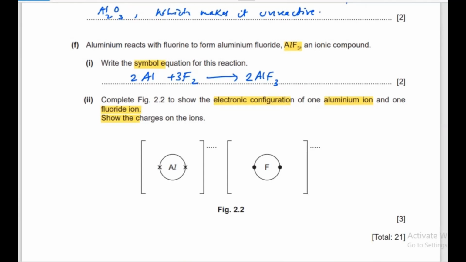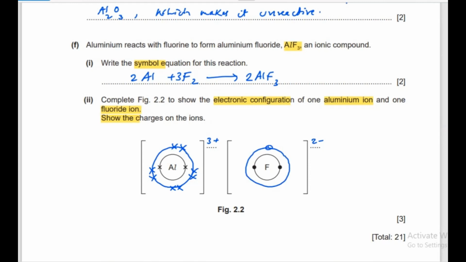The next question is the electronic configuration of the aluminium ion and the fluoride ion. Aluminium has proton number 13 and is in group 3, so the charge must be 3 positive. Aluminium loses 3 electrons, so 10 electrons are there now. 2 are already shown, so just draw 8 more: 3, 4, 5, 6, 7, 8, 10 electrons are there. Fluorine has proton number 9, and its electronic configuration is 2, 7.